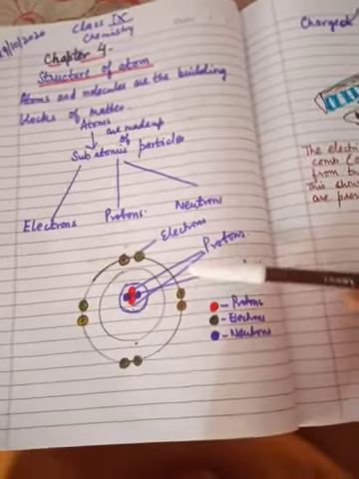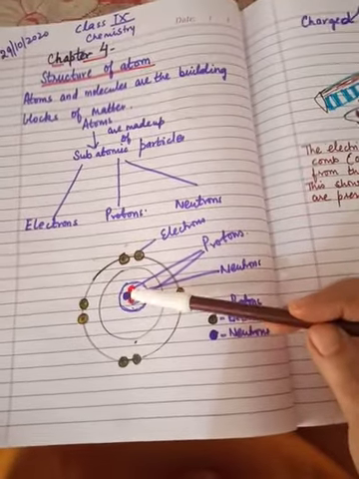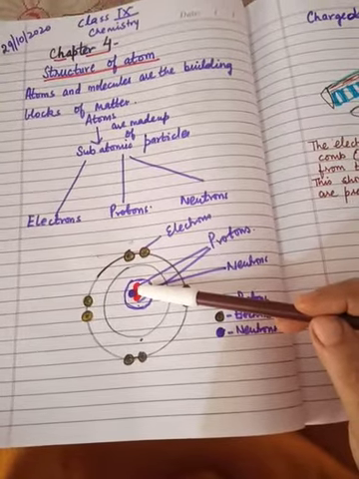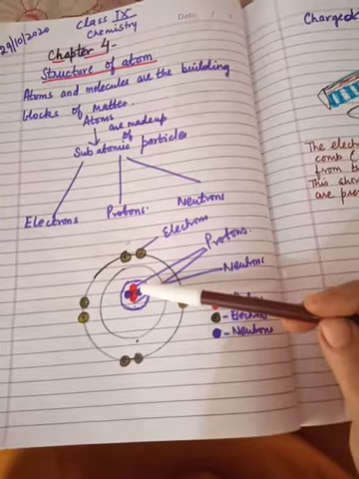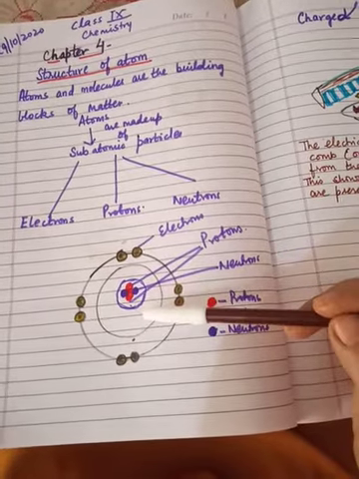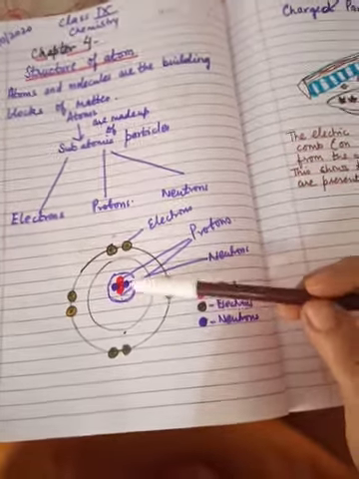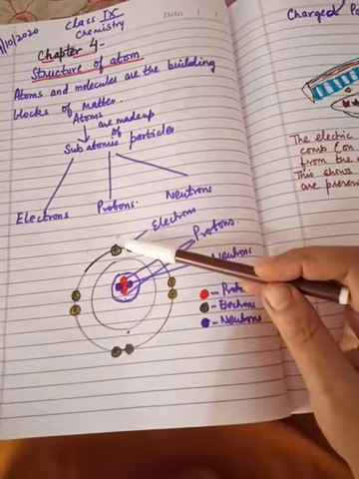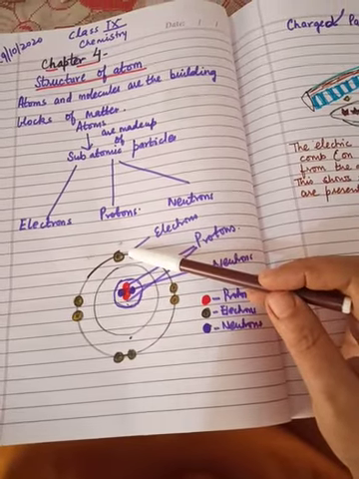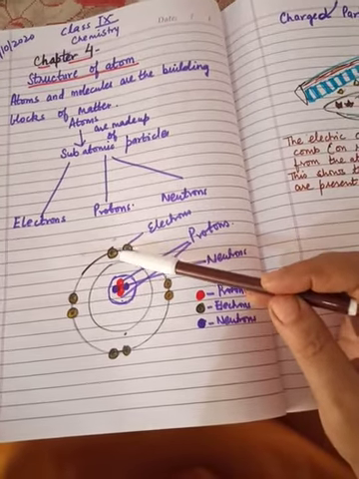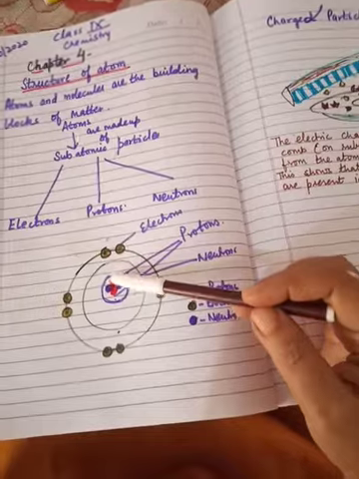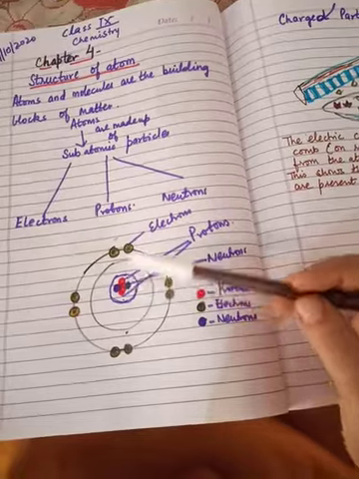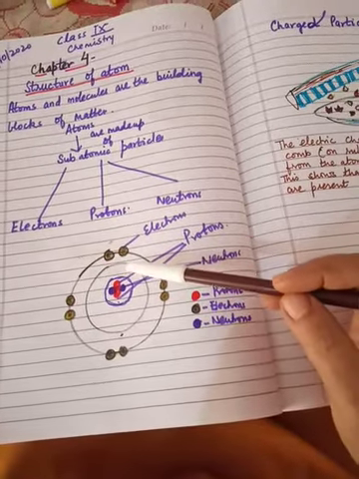Now see the diagram. Protons and neutrons are present in the small nucleus at the center of the atom. Almost the entire mass of an atom is in the nucleus because electrons, which are outside the nucleus, have very small mass. Due to presence of protons, the nucleus has positive charge.